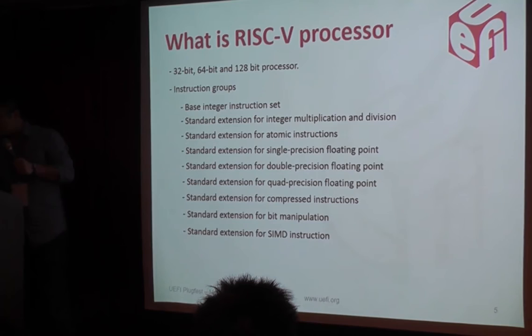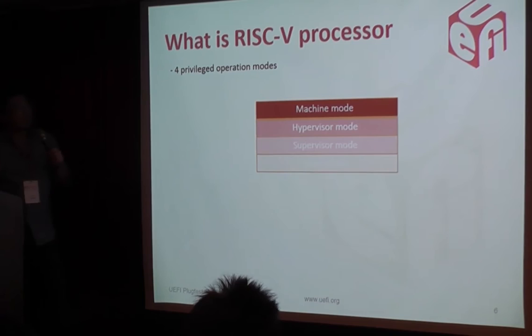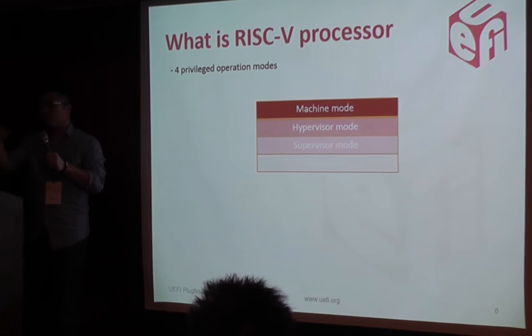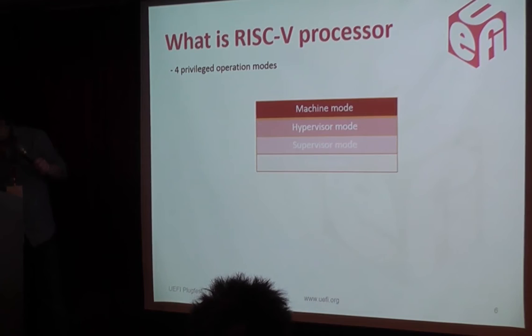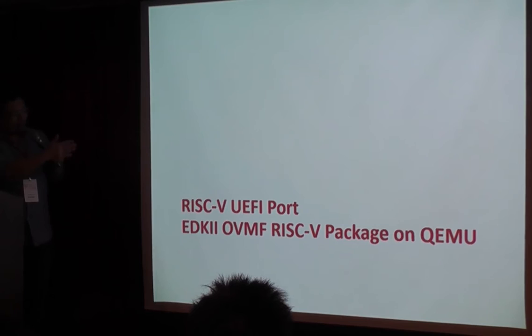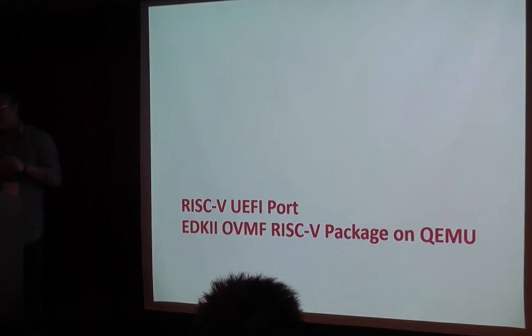RISC-V has four privileged operation modes: machine mode, hypervisor, supervisor, and user mode. It's very similar to x86, which has ring 0 to ring 3. Any questions so far? If not, we go to the RISC-V UEFI port on the EDK2 OVMF RISC-V package on QEMU. That's very long.